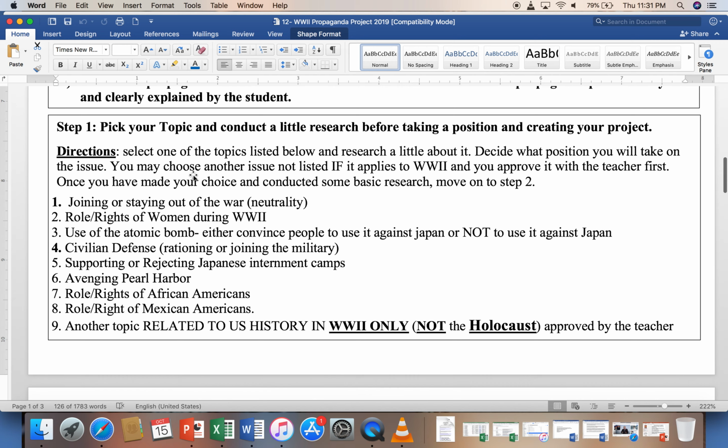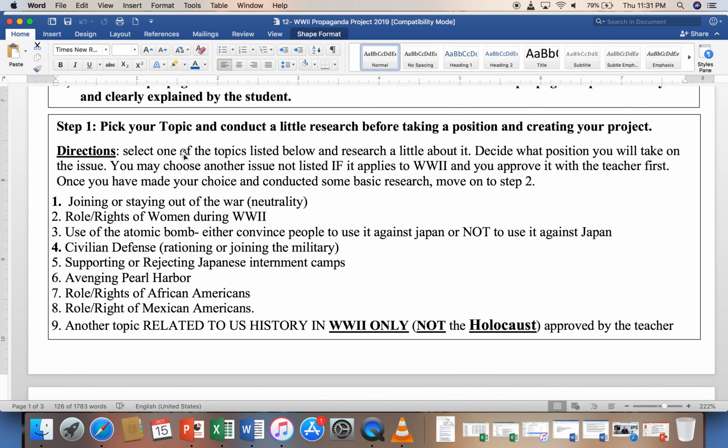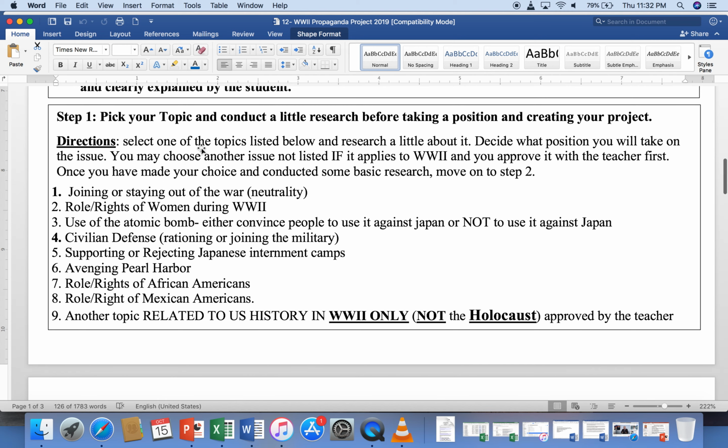So here's step 1. As you start this project, this is where you're going to pick it up. So pick your topic and conduct a little research before taking a position and creating your project. So directions. Select one of the topics listed below and research a little bit about it. Decide what position you will take on the issue. You may choose another issue not listed if it applies to World War II and you approve it with me first. Sending me a message, an email, talking to me in class, whatever. Hey, Mr. Polano, I'd like to do this. 9 times out of 10, I will say yes if it relates to World War II. Okay, so once you've made your choice and conducted some research, move on to step 2.